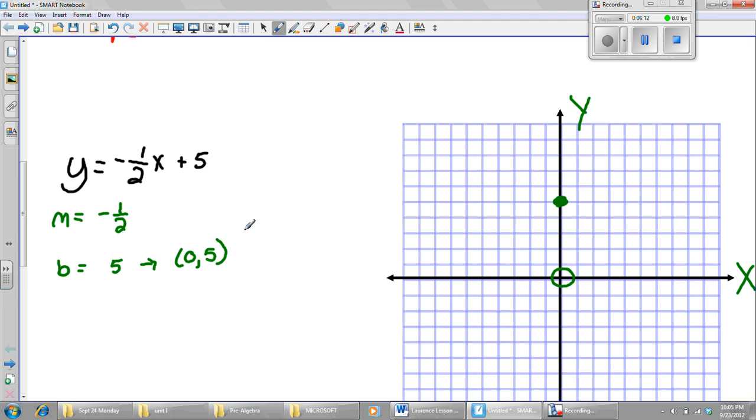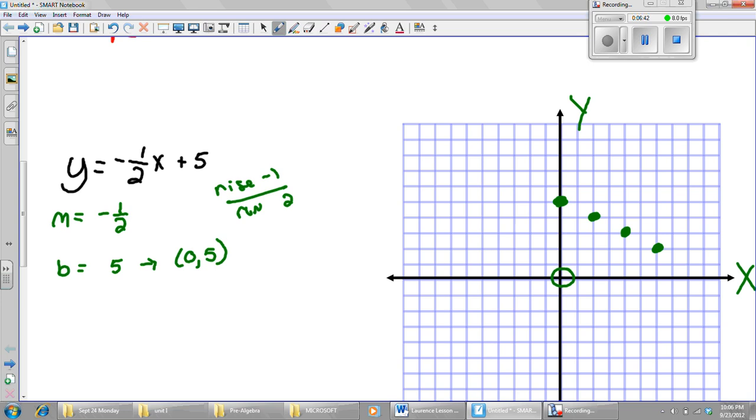Now, I'm going to do my movement. I'm going to rise -1, and I'm going to run 2. So, I'm going to go down 1, run 2. Down 1, run 2. Down 1, run 2. I don't know about you, but I think this is way easier than making a t-table.